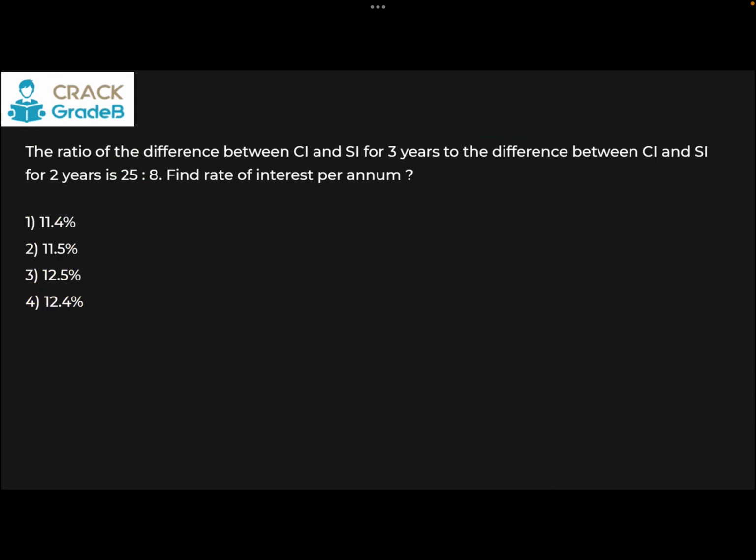Let's see the next one. Ratio of the difference between CI and SI for 3 years to the difference between CI and SI for 2 years is 25:8. Find the rate of interest per annum.